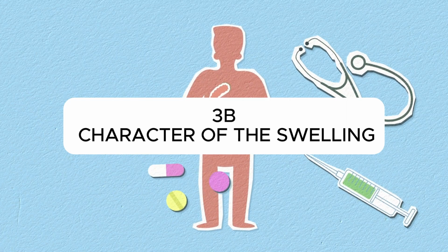Notice what the doctor does there. Acknowledges the patient's contribution. That is a really useful detail. 3B. Character of the swelling. Now we go deeper, exploring exactly what the swelling is like, using a systematic framework. Here are the key areas to cover.